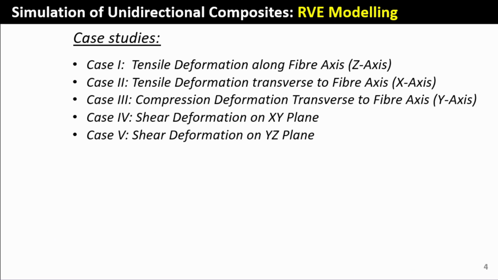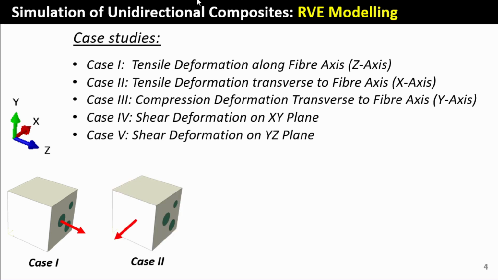Now, for the case studies, we're going to try and assess a wide range of loading for this RVE modeling. The first one is tensile deformation along the z-axis, so we're looking at deformation along the z-axis, being the fiber axis. Obviously the behavior is going to be dominated by the fiber. The second case is where you start doing a loading transverse to the fiber. In this case we are moving in the zx direction, so you've got the x direction.